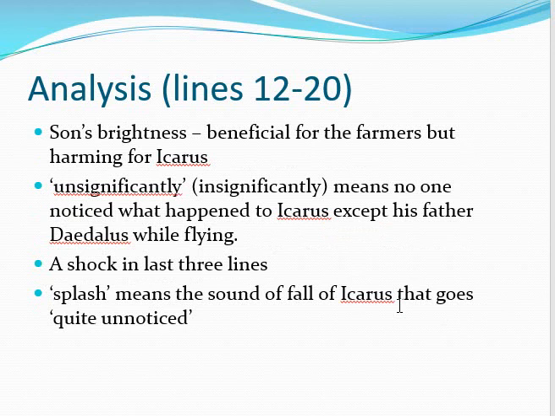Next analysis is of lines 12 till 20. The first point is sun's brightness, beneficial for the farmers but harming for Icarus. While the sun's brightness in this moment might be beneficial to the workers because this is the time of spring, and we know that sun's brightness is compulsory for the farmers, the same brightness of the sun was harming Icarus because of the sunlight the wax on his wings got melted. It means the sunlight was harming for Icarus.